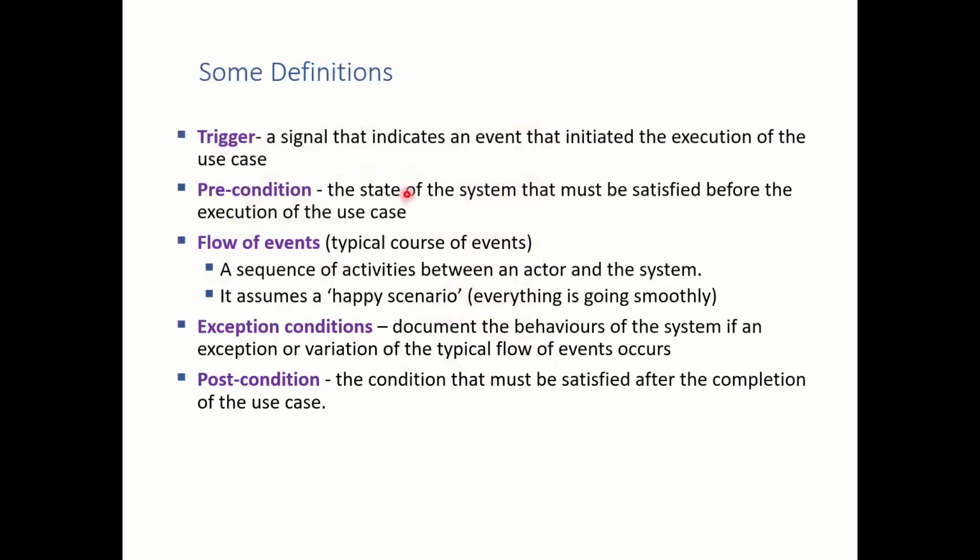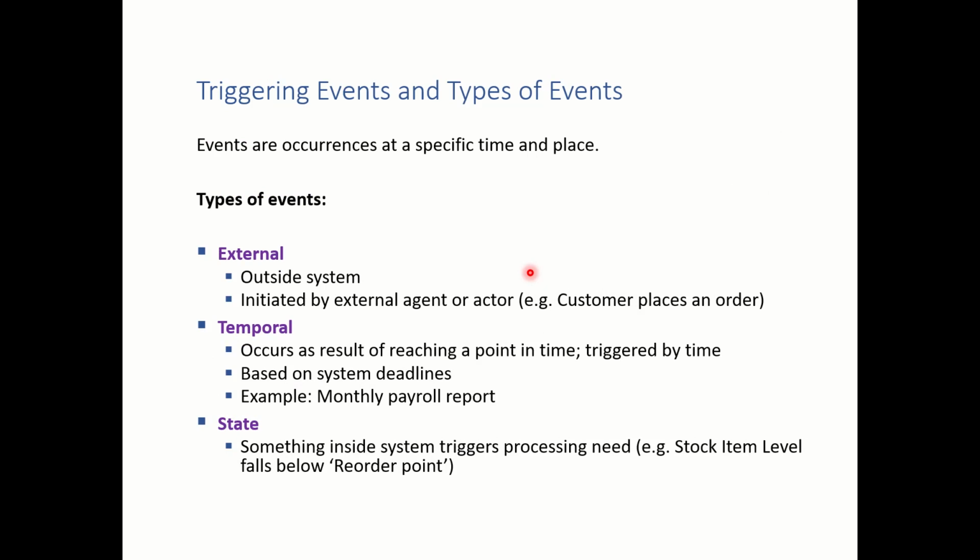And yeah, there are certain definitions which you have seen in the use cases, right? So the trigger is nothing but that which initiates the order. The precondition is the state of your system before the execution happens. Then there will be some flow of events, the sequence of activities, and then exception conditions, which document the behavior of the system if an exception or a variation from the normal flow happens, and the postcondition is the condition that must be satisfied after the completion of your use case. So by this time you would have already understood what all this is, right? And now comes the triggering events.